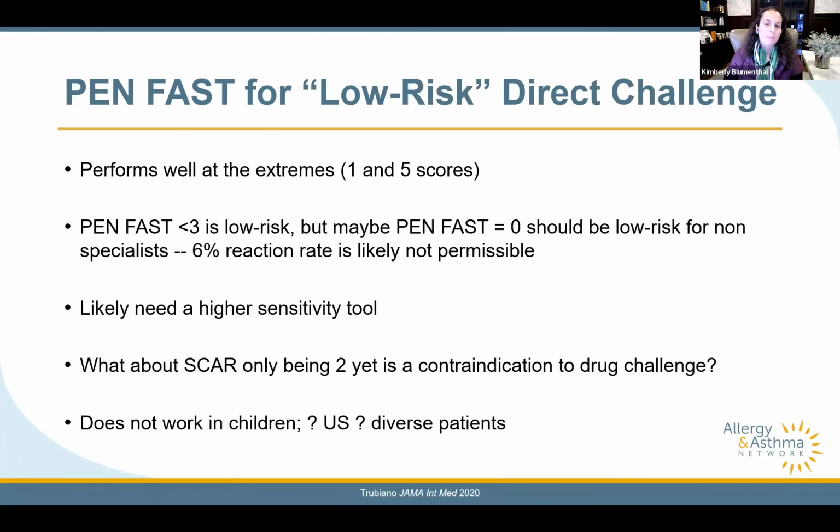Okay, so a few caveats. Like I discussed, it performs really well at the extremes. So we can tell somebody who's really high risk and who's really low risk, but somewhere in the middle, it's very challenging. So we should really think about what we recommend our colleagues use for PenFast, and if they're going to use PenFast, what they should use as a cutoff. We do need a higher sensitivity tool, in that it picks up just 20% of the positives. And like I mentioned, SCAR is only a 2, but it's a contraindication. And so far, it has not worked in children. There's limited US validation, and there have been no studies in diverse patients.